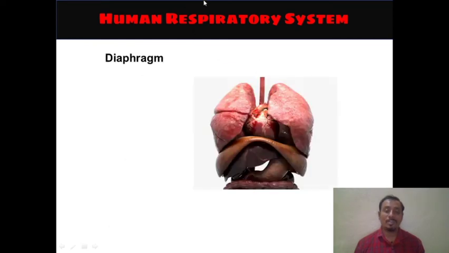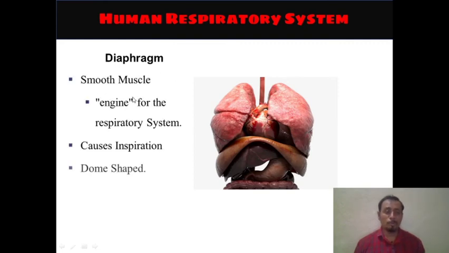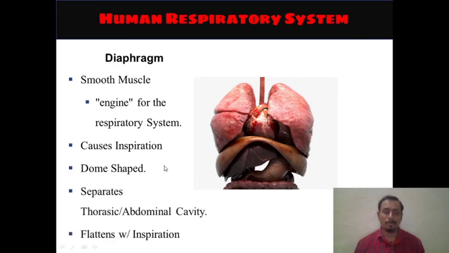So let's see the next part, the diaphragm. What is the importance of the diaphragm? When we exhale, the diaphragm goes up due to the contraction of the lungs, and when we inhale air, the lungs expand and the diaphragm goes down. It is a muscle engine for the respiratory system, causing inspiration. It is dome shaped or parachute shaped. It separates the thoracic and abdominal cavity, and flattens on inspiration.